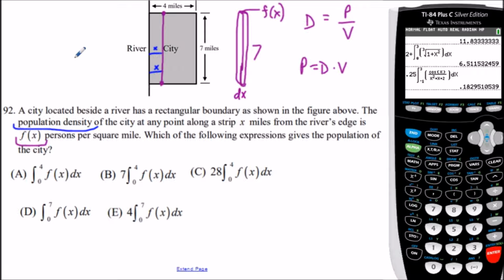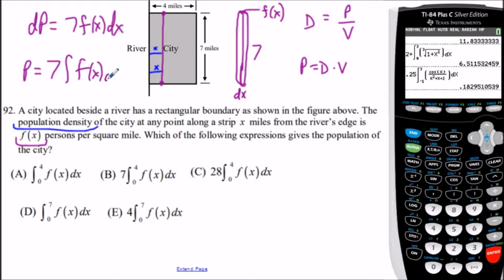And the slice of population for this single strip we could call dp, and that's equal to 7 times f of x times dx. But for the whole population, that's where we're going to do the integral and add up all of these slices. It's like a Riemann sum concept. So we're doing 7 times the integral of f of x dx, and we have to think, well, how far do these slices go left and right? They go 4 miles. So that's why we're going to go from 0 miles out to 4 miles for this question here. And that looks like it's going to match up with choice B. So 92, we're going with B.